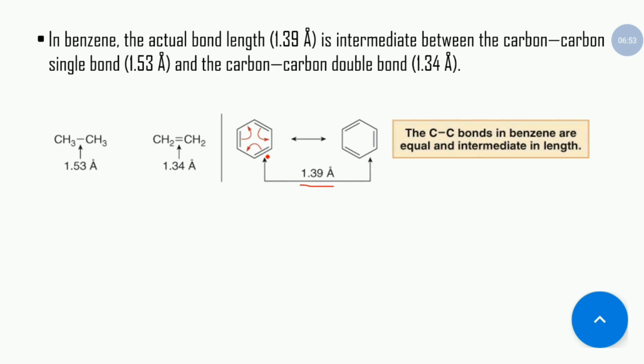This is intermediate between the carbon-carbon single bond, whose bond length is 1.53 Angstrom, and the carbon-carbon double bond, whose bond length is 1.34 Angstrom. But whenever it is present in a closed ring, as in benzene, the bond length becomes 1.39 Angstrom. Understood? Okay.